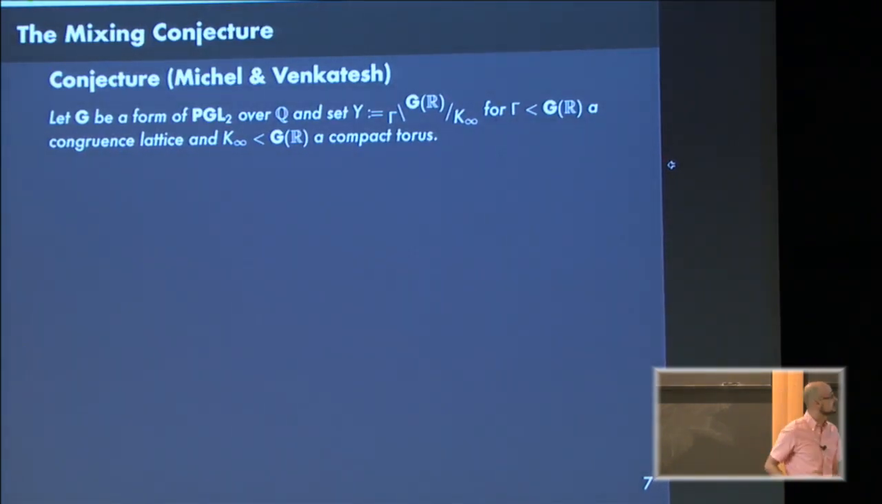And what I was talking about is this conjecture of Michel and Venkatesh, which is very closely related to the previous conjecture, which they call the mixing conjecture, but in dynamics we like to call it the Sarnak conjecture. And now you have any form of PGL2 over Q, and you look at this space, divided by a congruence lattice, divided by the compact torus.